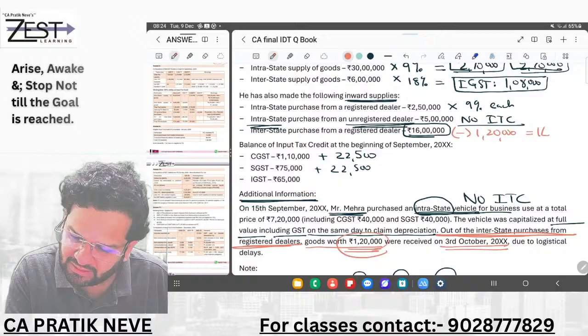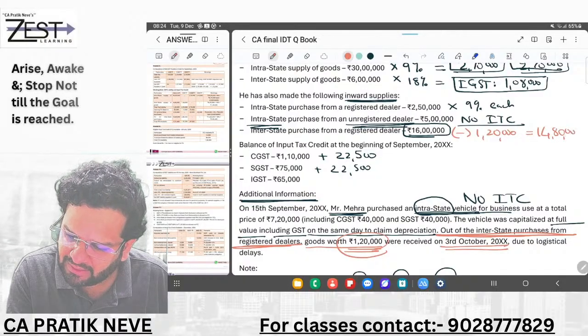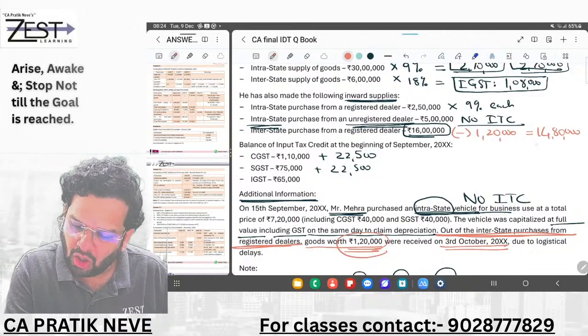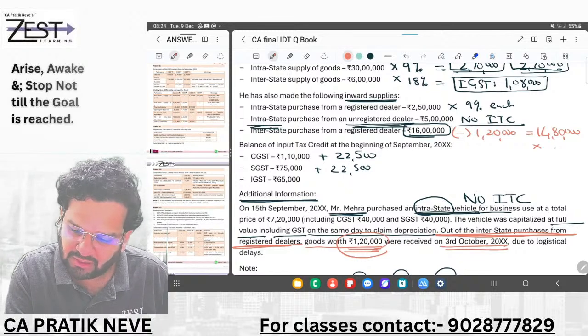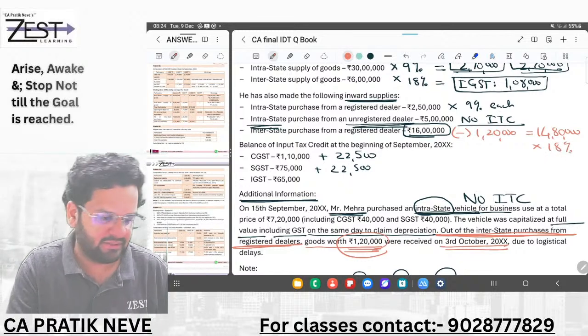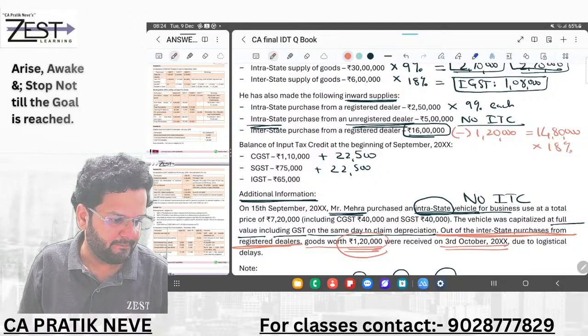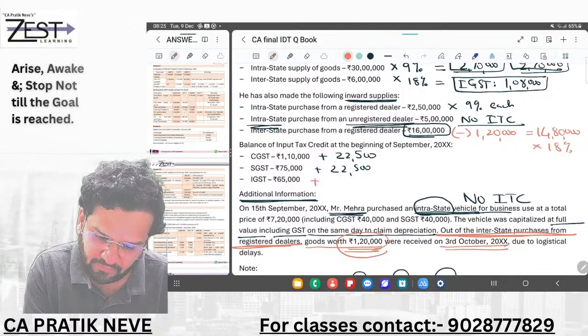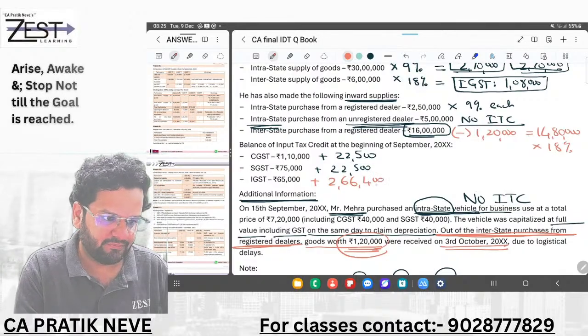You can get ITC on 14 lakh 80,000 only. On 14 lakh 80,000, calculate at 18%. Are you getting 2 lakh 66,400?